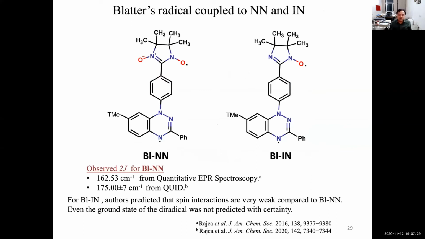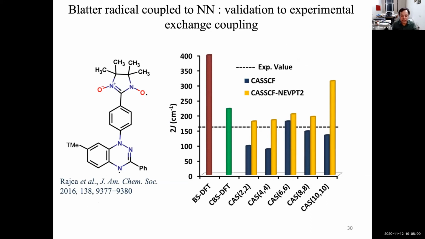Now, this radical was coupled with another stable radical, that is nitronyl nitroxide, and the exchange interaction was found to be quite strong between this radical center and the nitronyl nitroxide radical center. Experimentally the value they observed is around 175. And then we benchmarked our calculation with different methods, especially the multi-reference calculation that I was talking about for the larger polyethylene, and we found that the CASSCF calculation, that is the multi-reference calculation, is quite reliable to reproduce the experimental value.